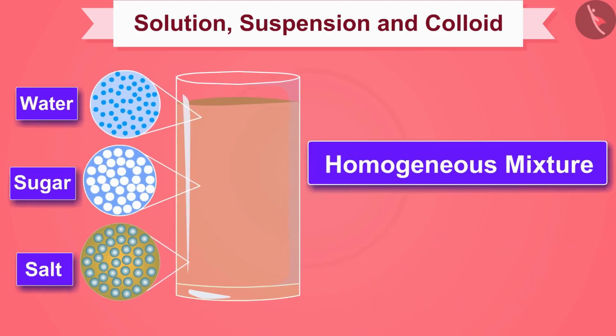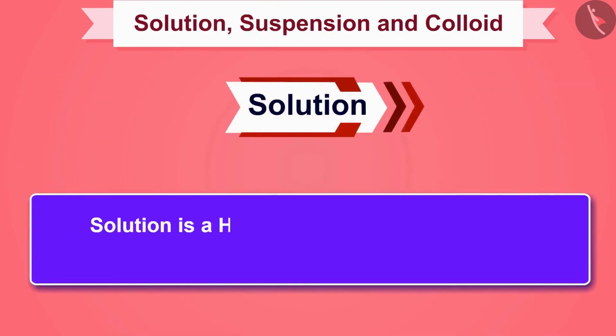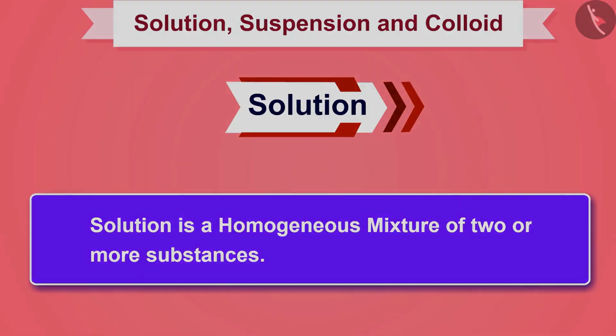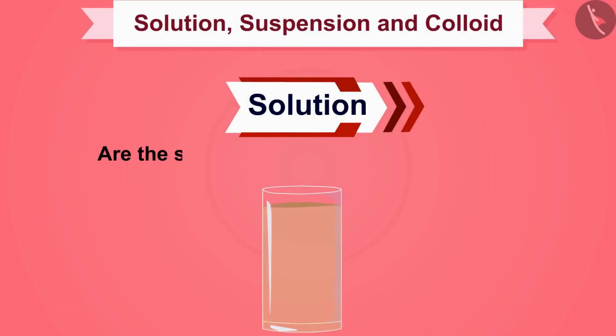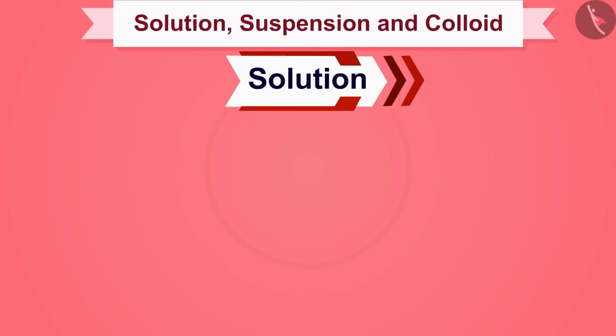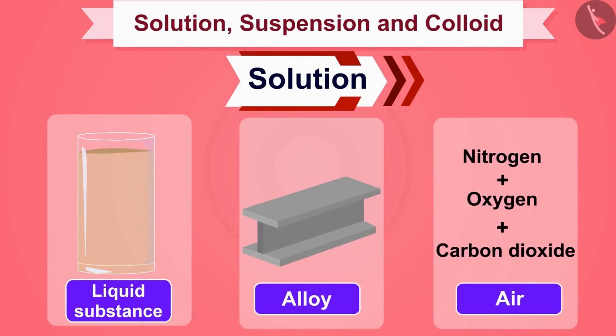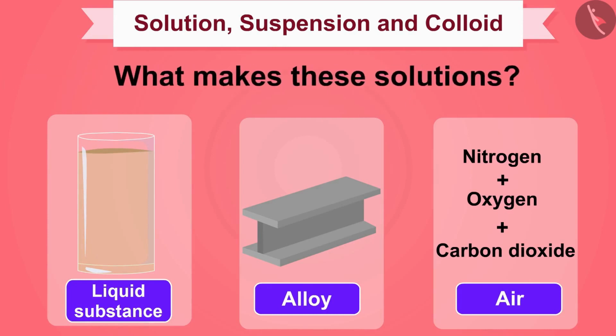From this example, we can say that solution is a homogeneous mixture of two or more substances. Are the solutions only in the form of liquid? No. We can also have solid solutions such as alloys and gaseous solutions such as air. But what makes these solutions?